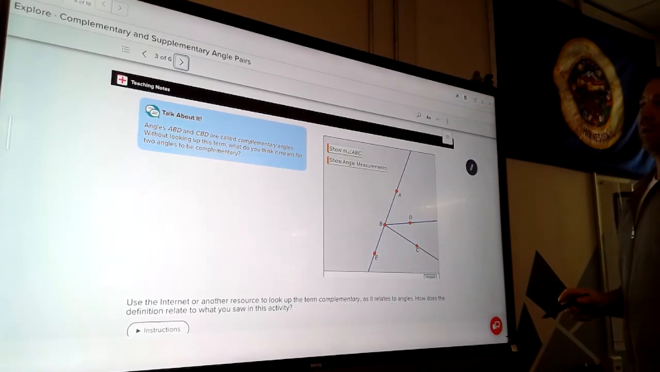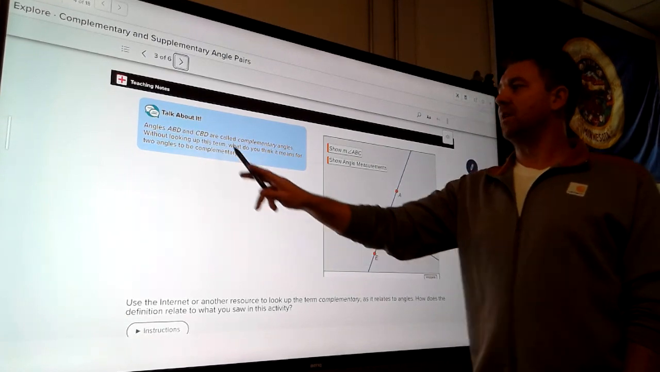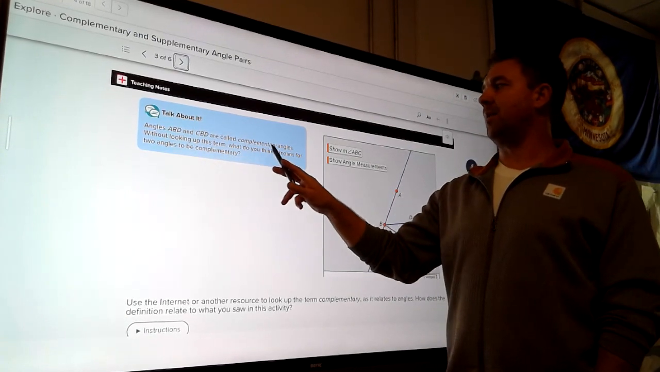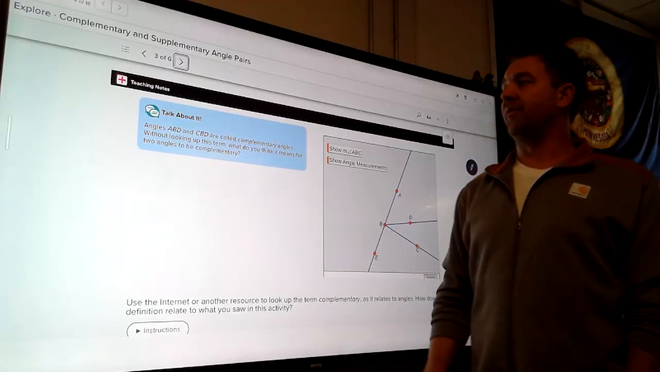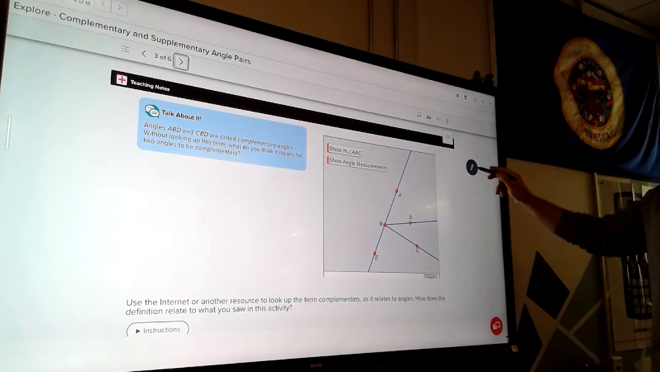Okay, so we're going to talk about angles. Angles ABD and CBD are called complementary angles. So we will have some vocab that's going to go along with our book today. So we're looking at the first one.